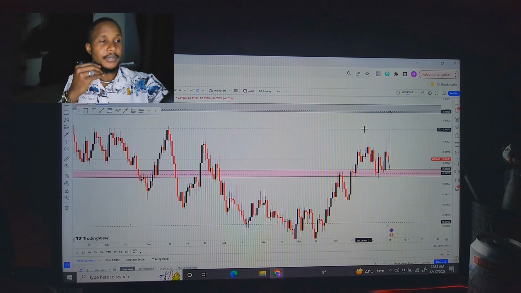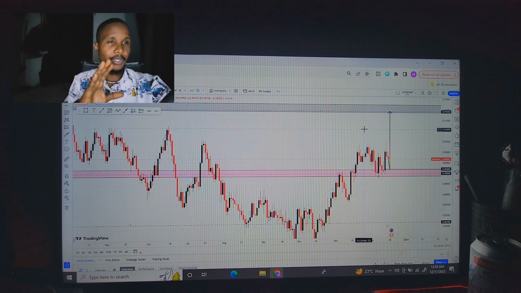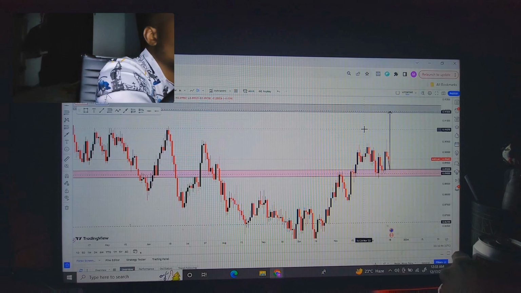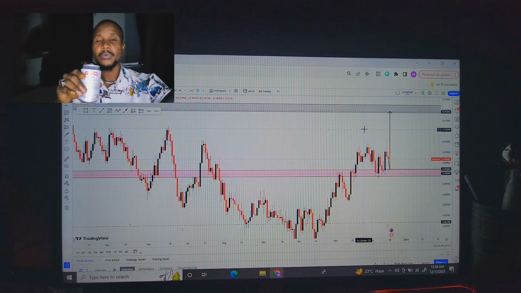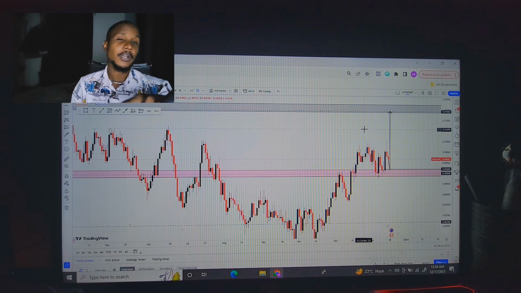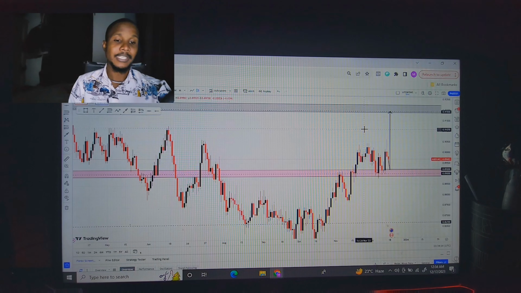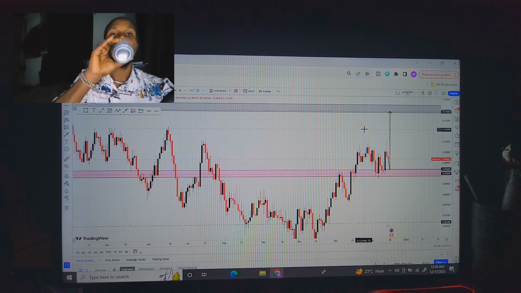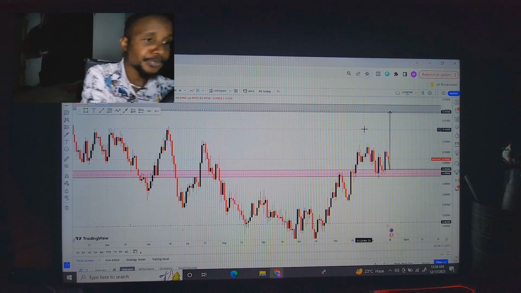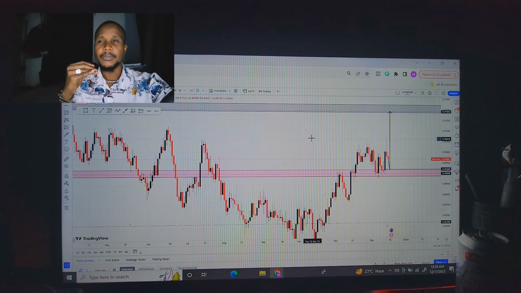Hello guys, so today I'm gonna be doing the trade outlook for the week, what we should be expecting for this coming week, right? So first of all, we're looking at three pairs. The first pair is AUD/CAD, the second pair is EUR/GBP, and the third pair is NZD/CAD, right? So let's get down to it.